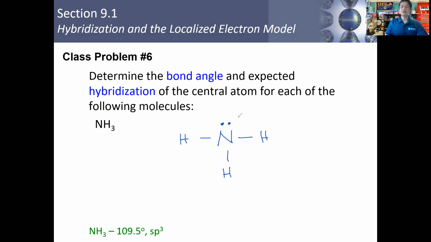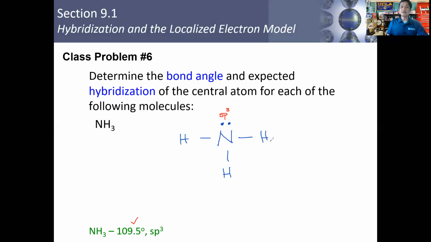We have 4 electron domains. Whenever you have 4 electron domains, that will be a tetrahedral configuration. So you have a tetrahedral electron geometry around the nitrogen, which means the angles between all the electron domains are going to be about 109.5. So that's your tetrahedron there. Whenever you have a tetrahedral electron geometry, the hybridization is going to be sp3. So the nitrogen is sp3 hybridized.